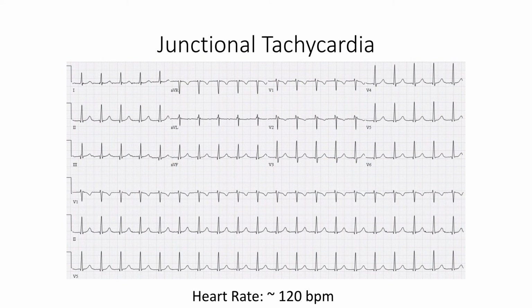And as we saw before, the junction can fire rapidly, and we call this junctional tachycardia. And as we saw in the previous atrial pathology section, this is a type of supraventricular tachycardia.